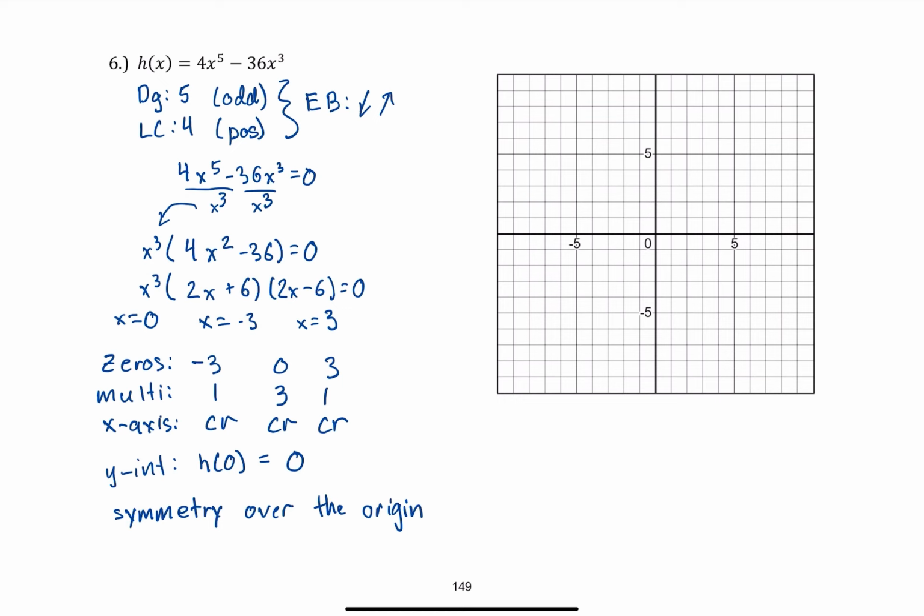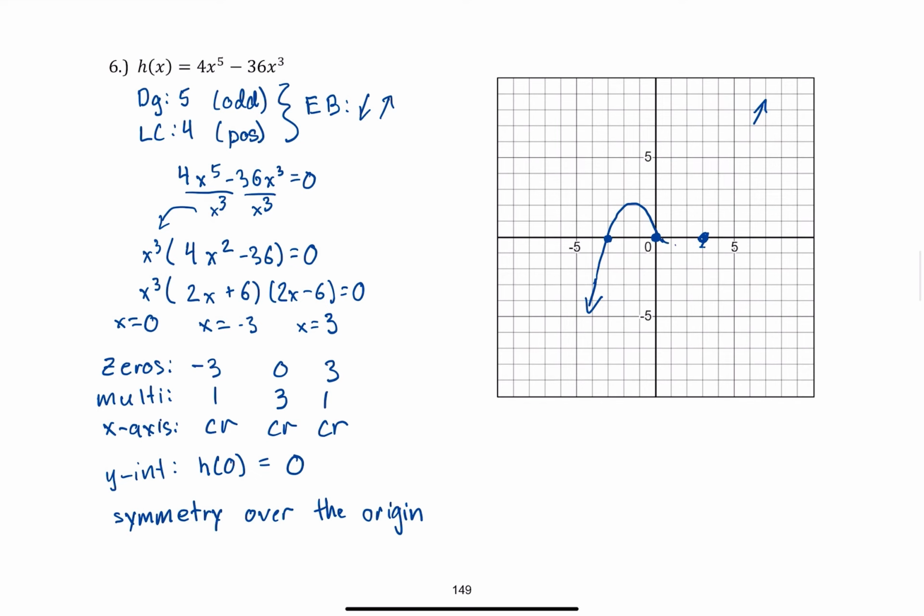So with all of this put together, our zeros are -3, 0, and 3. We have down to the left, up to the right, a 0 y-intercept. Keep symmetry, so we'll go up, we'll come back down, keeping that same kind of hump just in the fourth quadrant. Oh, let's try that again. In the fourth quadrant instead of the second. So let's try that again. There we go. And then we'll end up to the right. So there's number 6. 2 more.